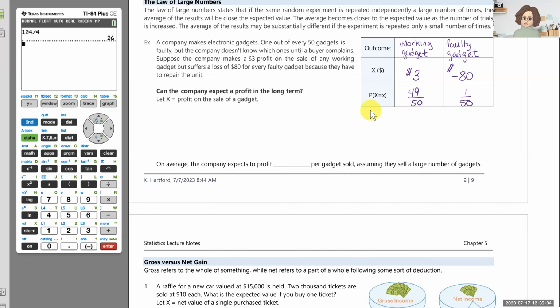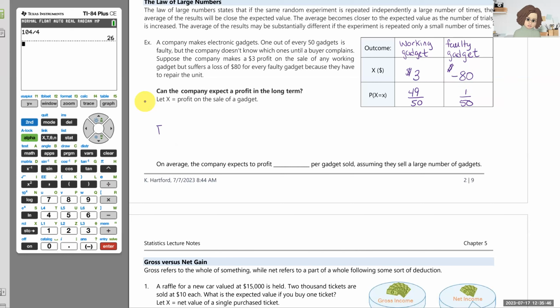Okay, so let's see if the company can make a profit on these gadgets if they sell a lot of them. So just a reminder here, let's say they only sold 1 gadget. If they only sold 1 gadget, they're either going to make $3 or they're going to lose $80. What we'd like to know is, what if they sell lots of gadgets? Will their profits, their gains, outweigh their losses? Because it looks like there's a pretty big loss here compared to their profit when they send out a bad gadget. All right, so let's see what we find out here.